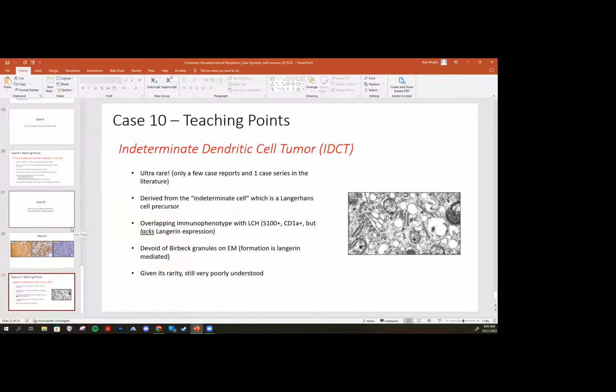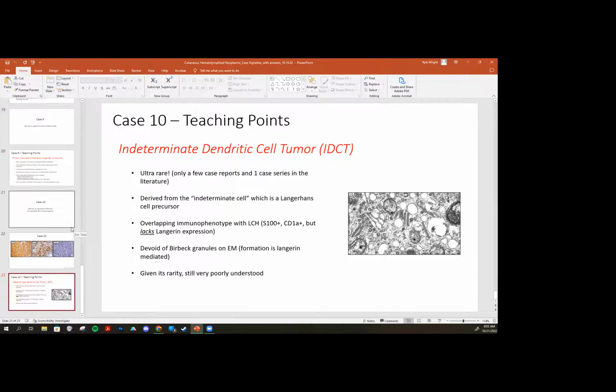It's ultra rare. There are only a few case reports or one case series in the entirety of the literature. This is derived from the so-called indeterminate cell, which is a Langerhans cell precursor. And as such, you have an overlapping immunophenotype with Langerhans cell neoplasms like Langerhans cell histiocytosis, which can also commonly be seen in the skin.